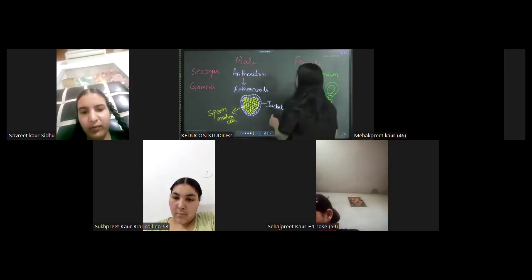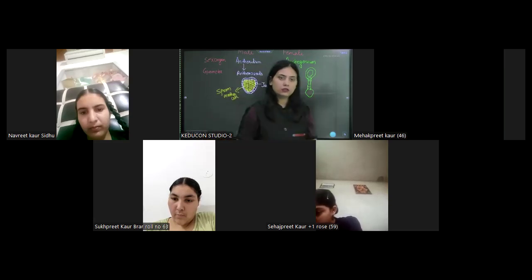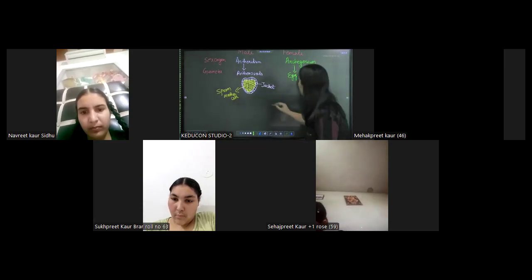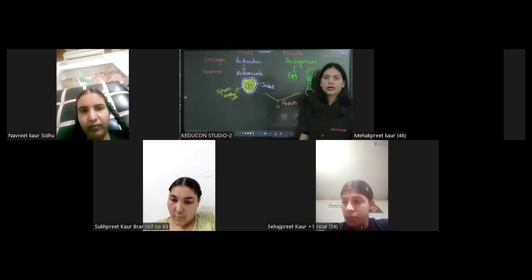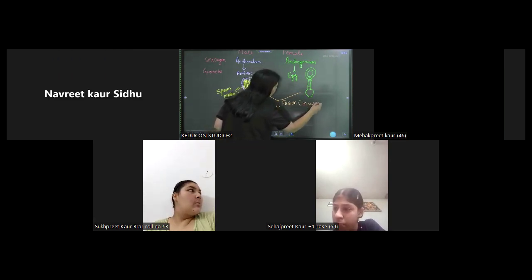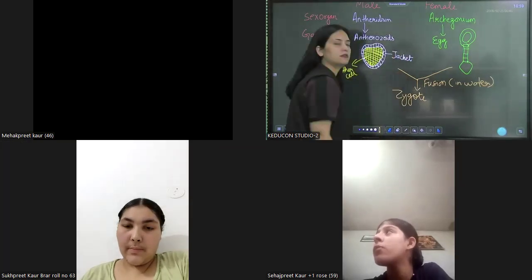Now gametes are released, but as we know, bryophytes are amphibians. Gametes get fused in water. That's why they are called amphibians. So the fusion of these two takes place in water. This fusion, which we call fertilization, is happening in water. So what do they form? Male and female gametes mix and form a zygote.